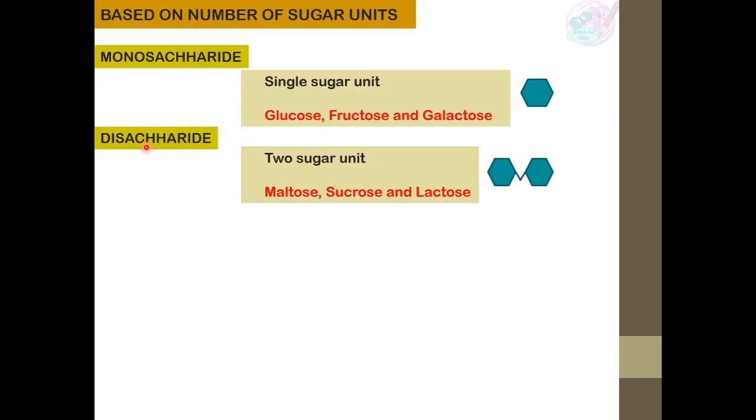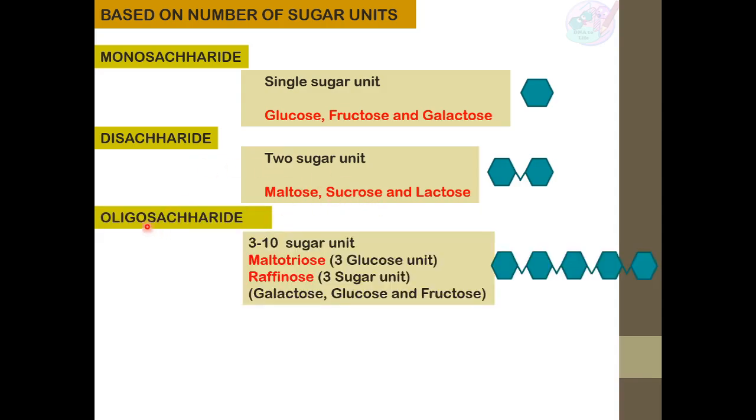The second one is disaccharides. Di means 2 and saccharide means sugar. So when two monosaccharides combine together with a glycosidic bond, they form a disaccharide. Examples are maltose, sucrose and lactose. The third one is oligosaccharides. Oligo means few. So when 3 to 10 sugar units combine together, they form an oligosaccharide.